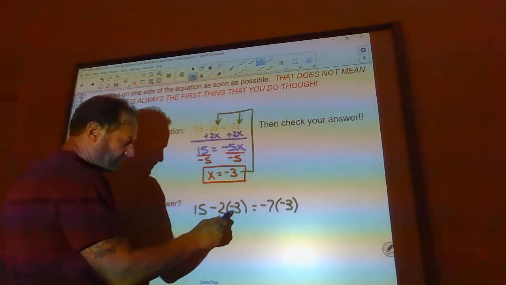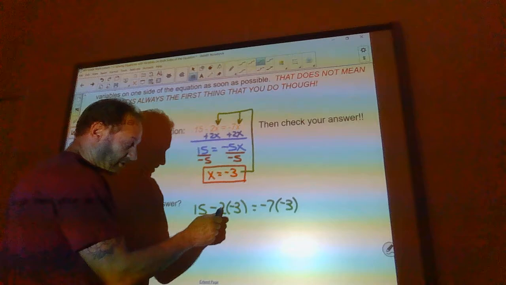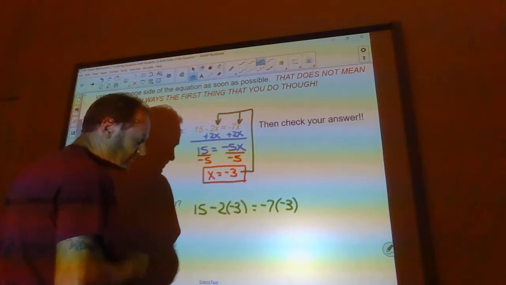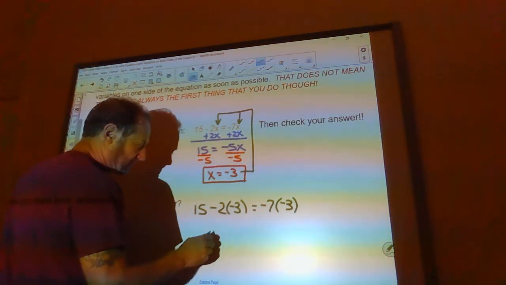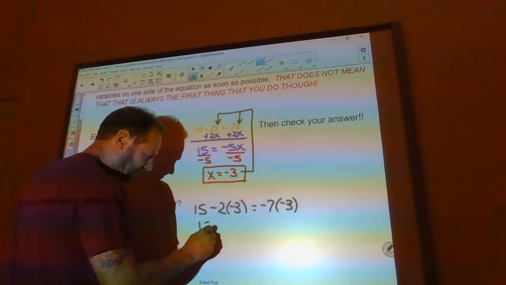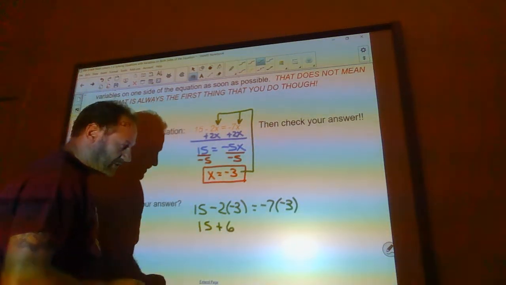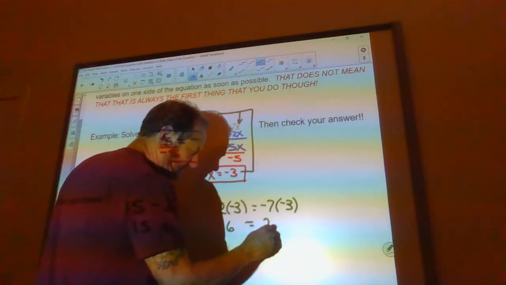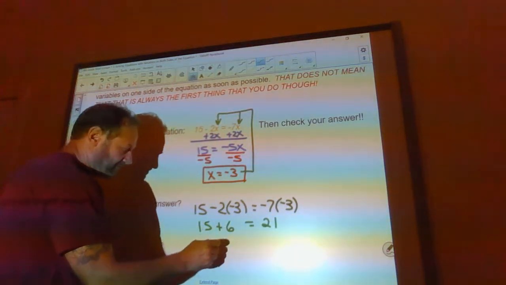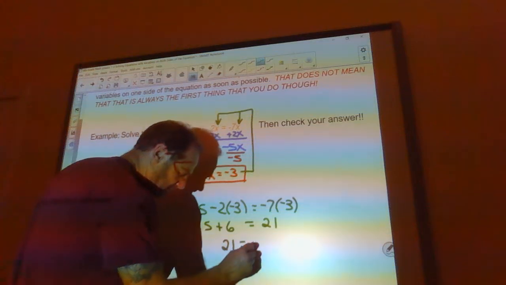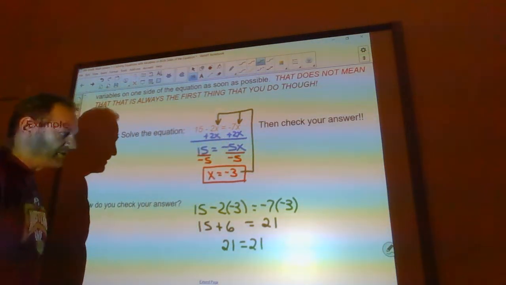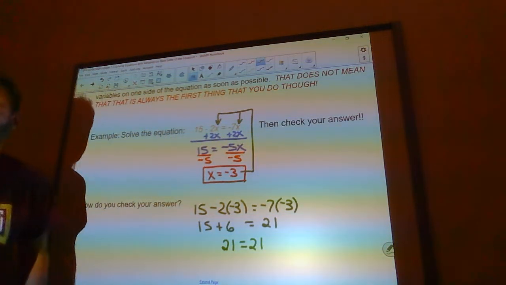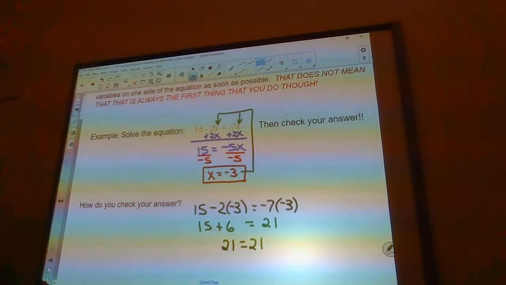So, negative 2 times negative 3. I do the multiplication first, not the subtraction. I use my order of operations. So negative 2 times negative 3 is positive 6. So this is 15 plus 6. And over here, negative 7 times negative 3 is positive 21. And 15 plus 6 is 21. Both sides are equal. That proves that this is my answer. Okay, so there you go.